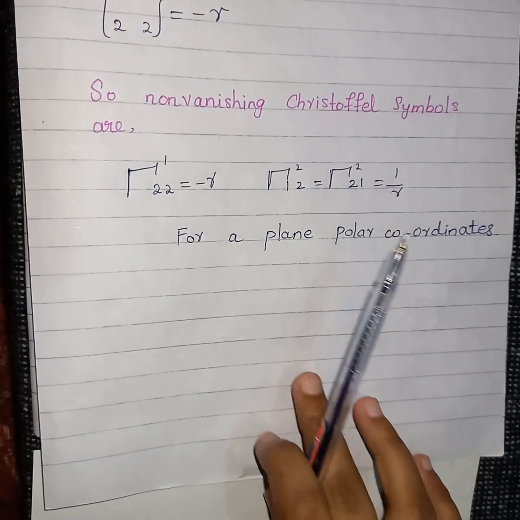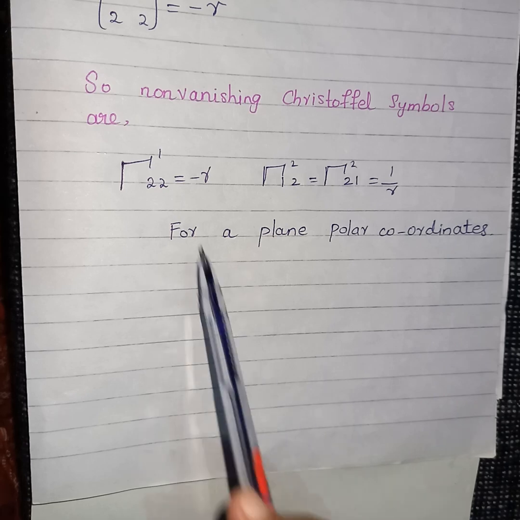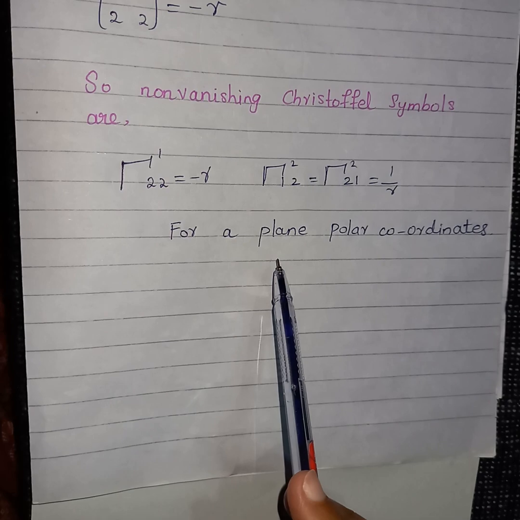So the non-vanishing Christoffel symbols, or you can say the non-zero Christoffel symbols, are given by this one, and these are the Christoffel symbols for plane polar coordinates.